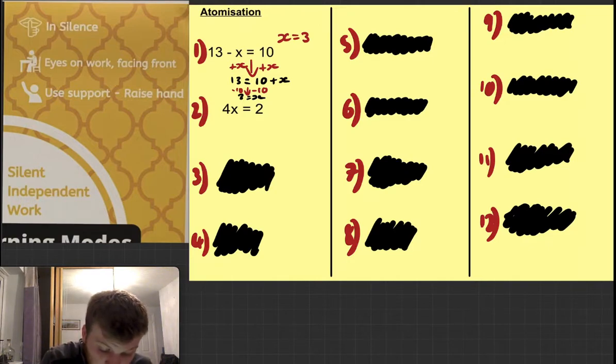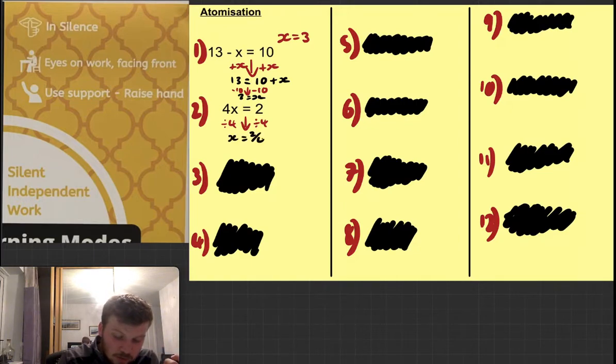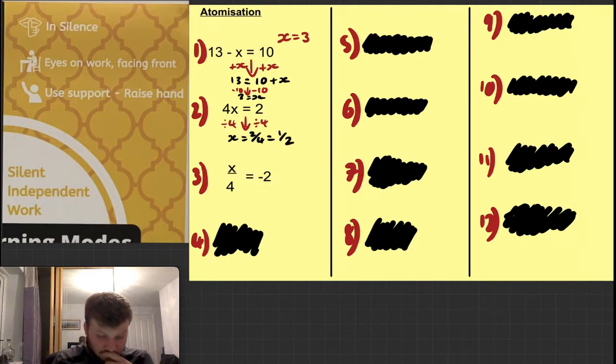Again, I know most of us would be able to do this straight away. We need to divide by 4. Dividing by 4 in this case is going to give me, well, 4x is equal to 2. Divided by 4 is going to give me x is equal to 2 over 4. And I'd hope a few of you would have written that as a half. Good, next one. And again, dividing by 4, we're going to do the inverse, so I'm going to multiply by 4. This is going to give me x is equal to negative 8.